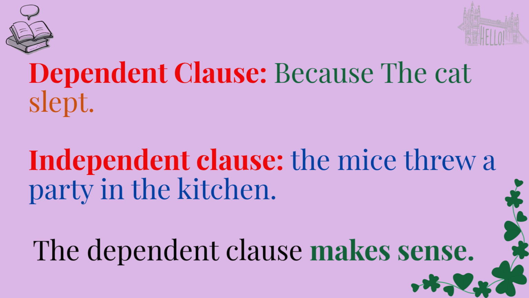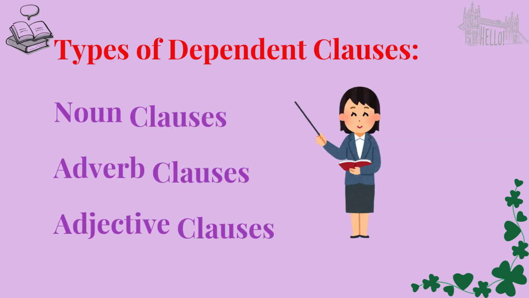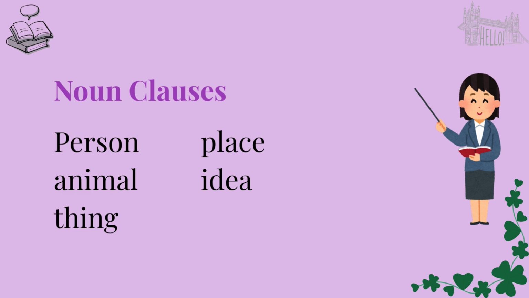We learned that a dependent clause is like a helper. But did you know that helpers can actually disguise themselves and do three completely different jobs in a sentence? Now we are looking at three types of dependent clauses: noun clauses, adverb clauses, and adjective clauses. First up, we have noun clauses.